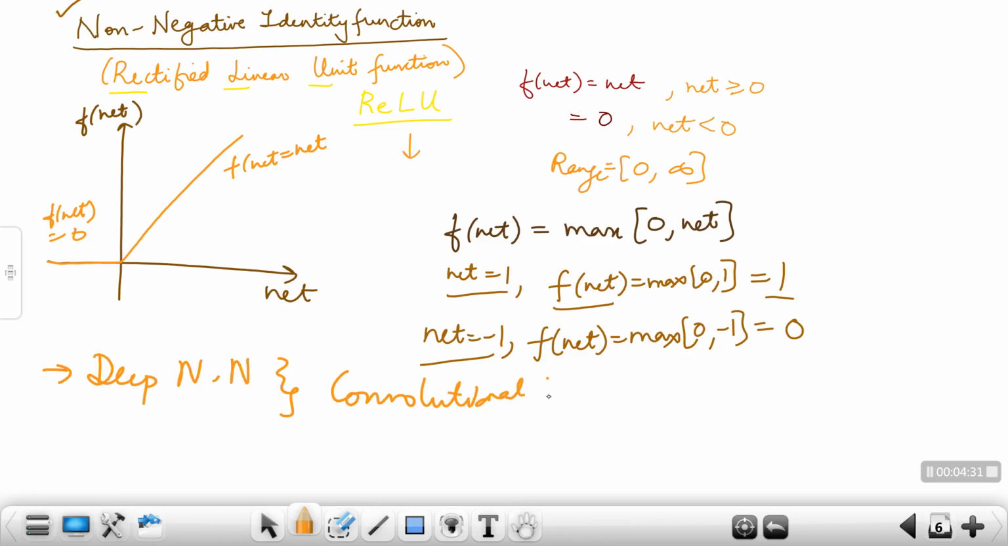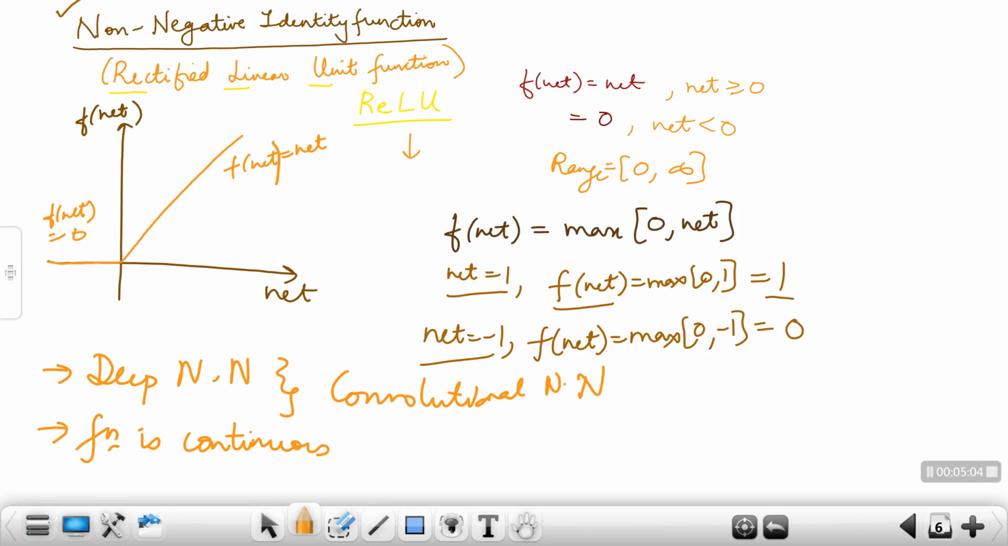Then the function is continuous and increases and is monotonic, and its derivative is also monotonic. So function is continuous. What will be the derivative of this particular function? Function is a continuous function. Yes or no? It is continuous. And what is the derivative of this function? Derivative of net will be what? Derivative of net will be 1.